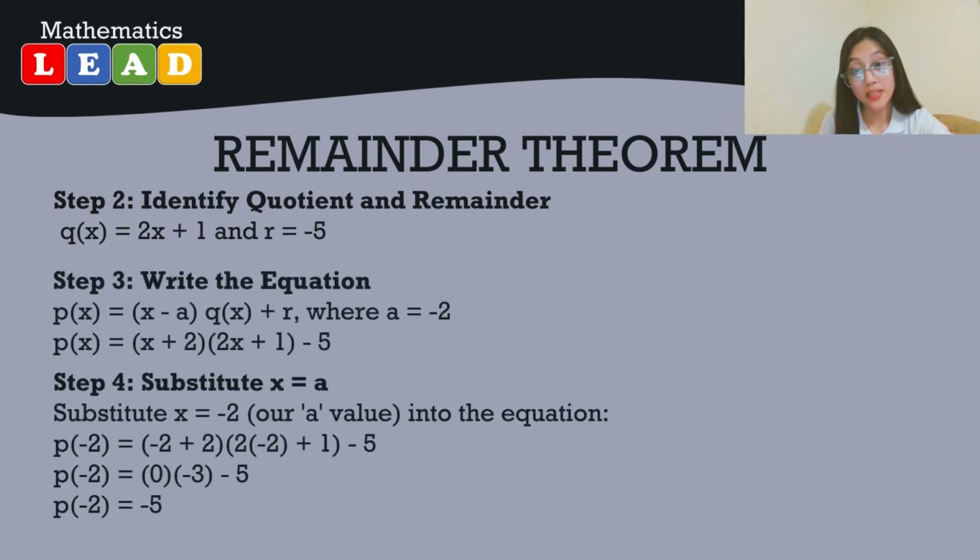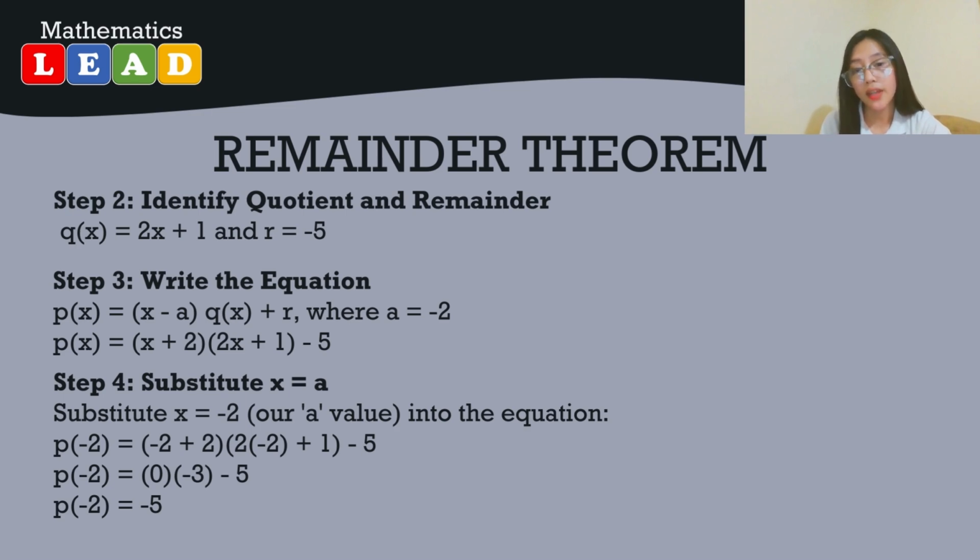So for our last step, substitute x equals a. Our x is negative 2, therefore our a is negative 2. By substitution, p of negative 2 is equal to the quantity of negative 2 plus 2 multiplied by the quantity of 2 times negative 2 plus 1 minus 5. We have p of negative 2 is equal to 0 multiplied by negative 3 minus 5. Our p of negative 2 is equal to negative 5.